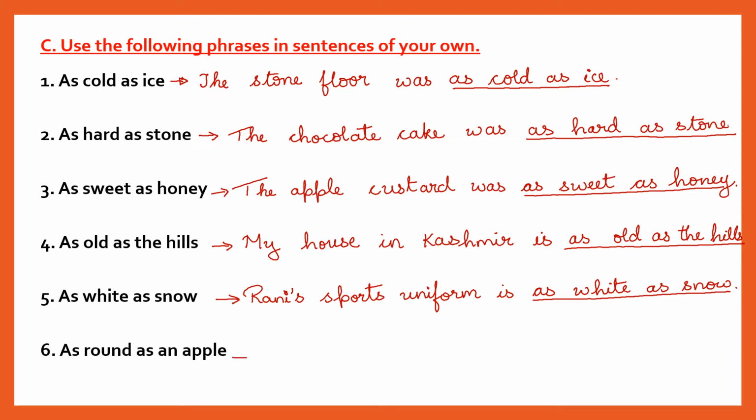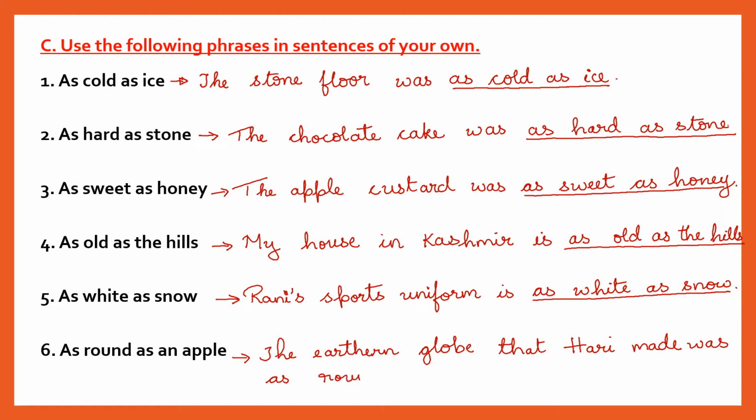Coming to number 6, as round as an apple. The earthen globe that Hari made was as round as an apple.